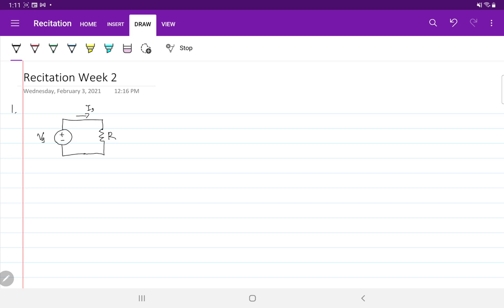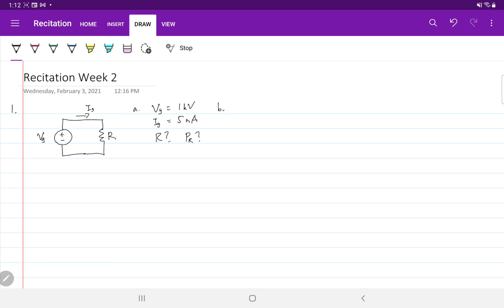So we have some set of questions, and the first one is VG is given as 1 kilovolt, IG is given as 5 milliamps, and the question is what is R and what is the consumed power by the resistor. So PR, power at resistor.